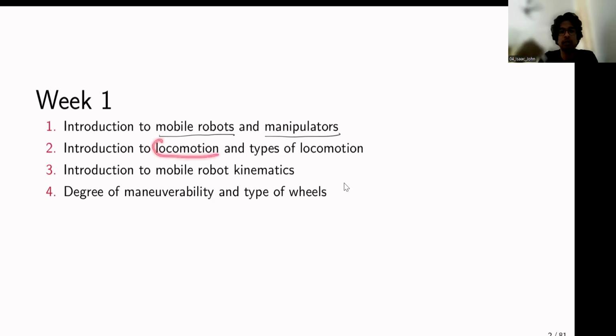Then we further classified mobile robots based on the type of locomotion we are employing. Various types of locomotion are possible. The robot can locomote through legs, and within legs there are plenty of other configurations. It can have two legs like a human being; we call them biped robots. It could have four legs, like a robot dog; we call them quadrupeds.